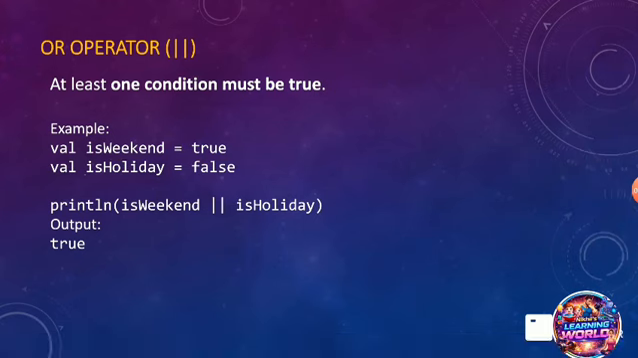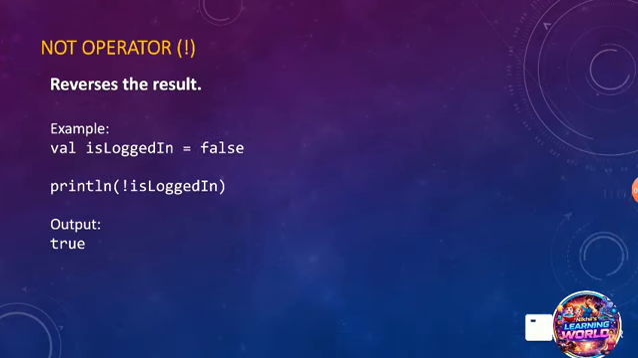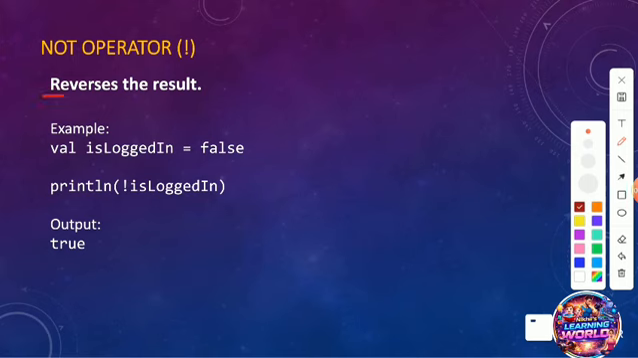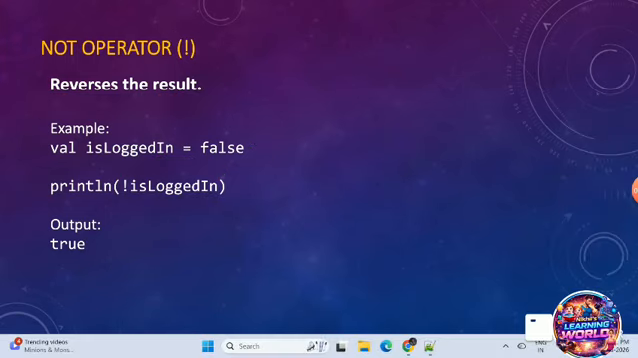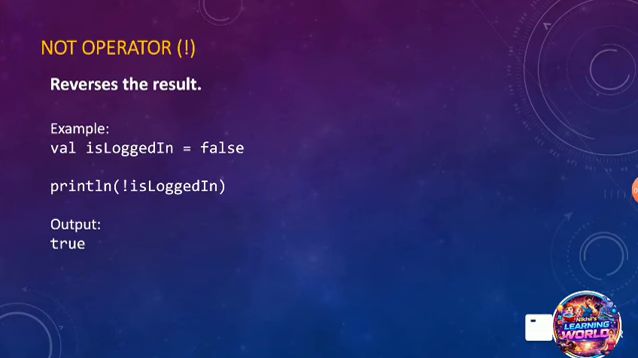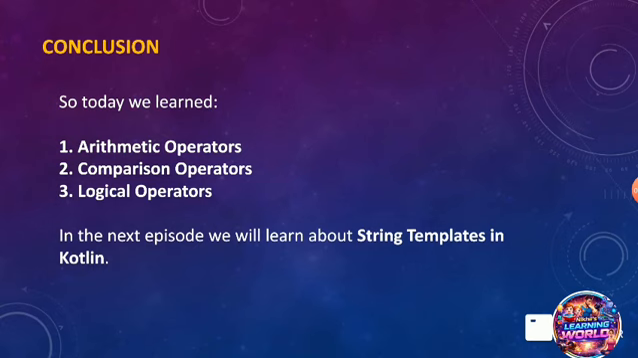So next is the NOT operator. It reverses the result. It means if you have stored a result as true, it will reverse to false. So definitely it will be the false value. In this example, isLoggedIn is equal to false. If we use the NOT operator, it will reverse the result, and in the output panel we will get what? False. Sorry, true, because it's the opposite of false. It's true.